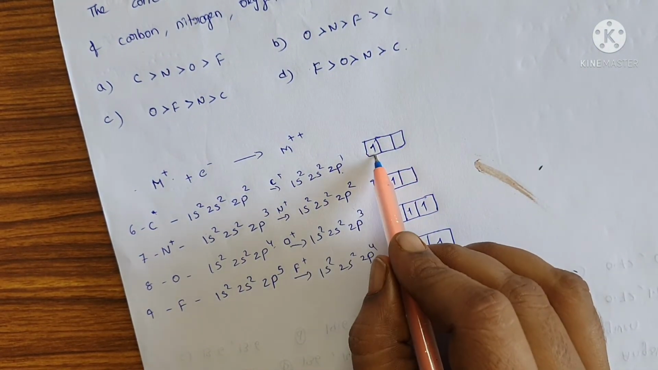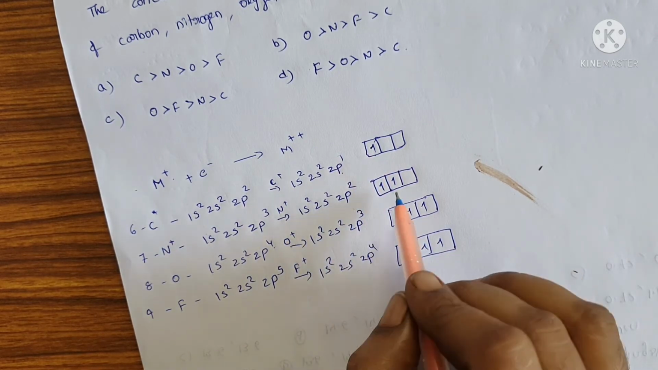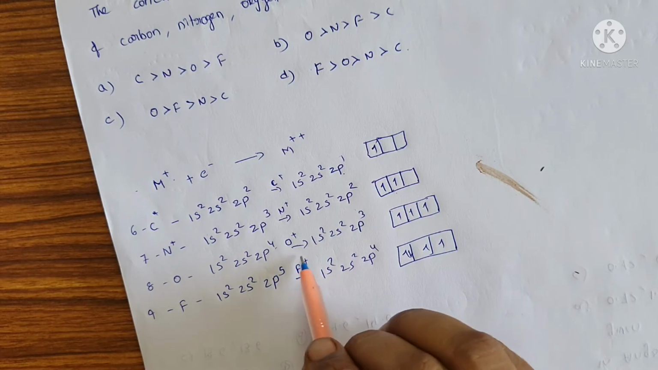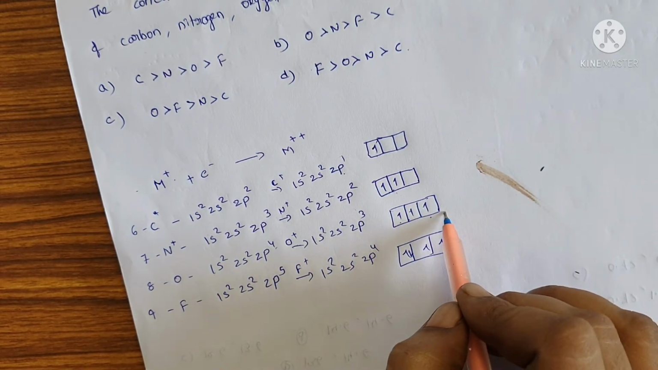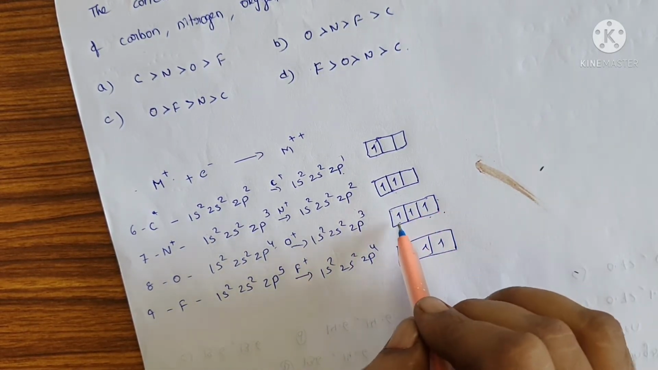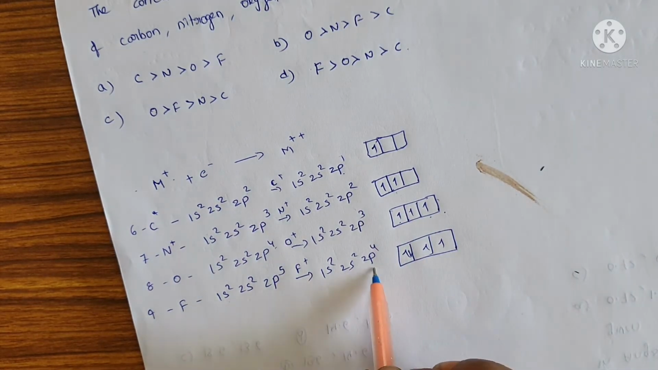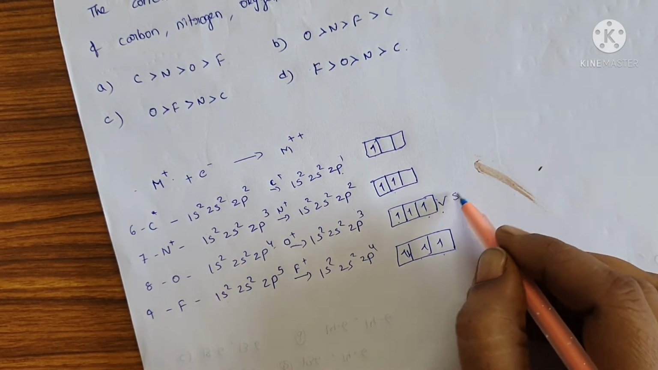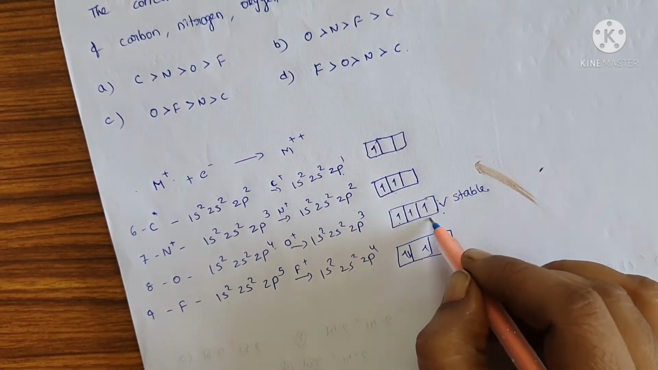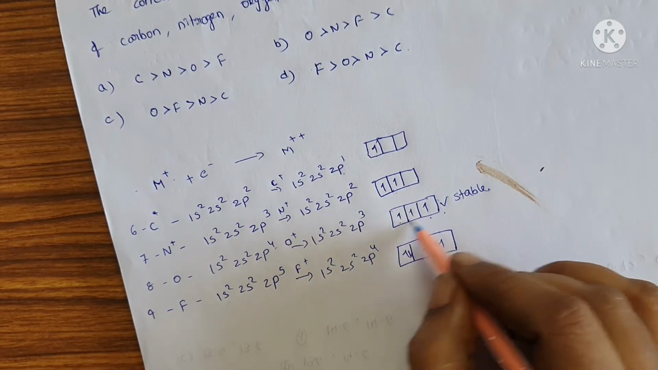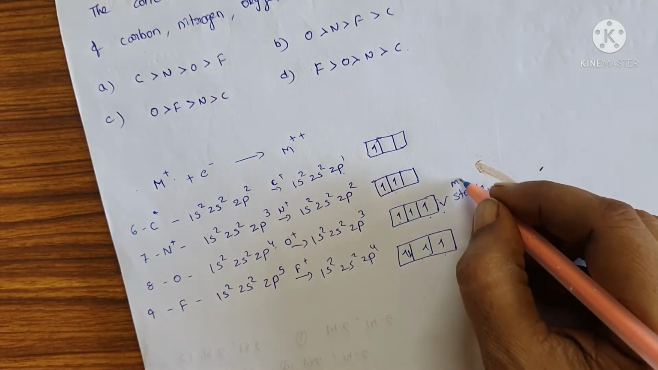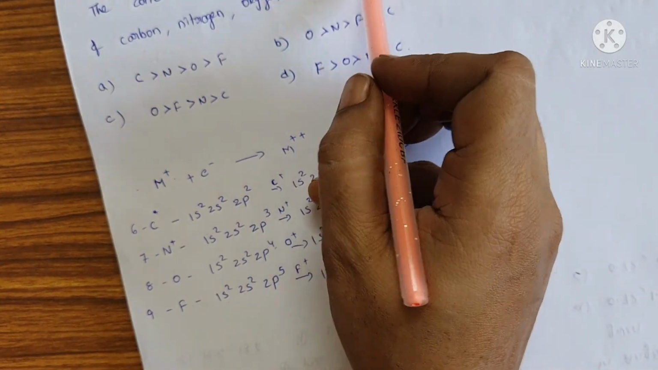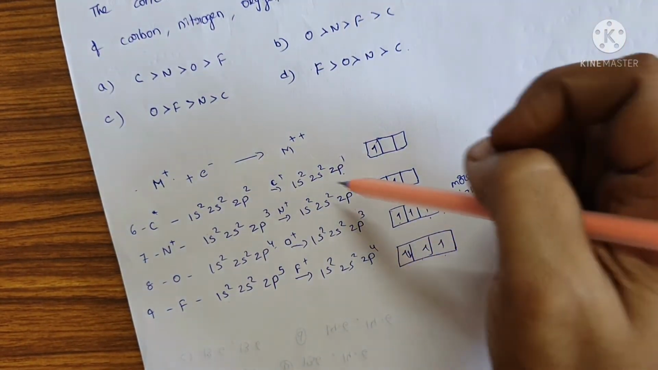So for carbon there is only one electron. For nitrogen the outermost electrons are two, and for oxygen the p orbital is half filled, and for fluorine there are four electrons. Half filled or completely filled orbitals are more stable. So oxygen has a much higher second ionization potential than the other elements.